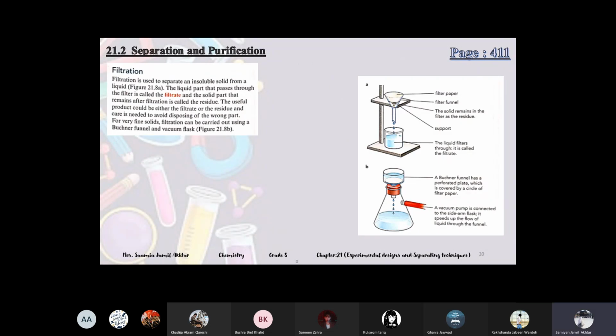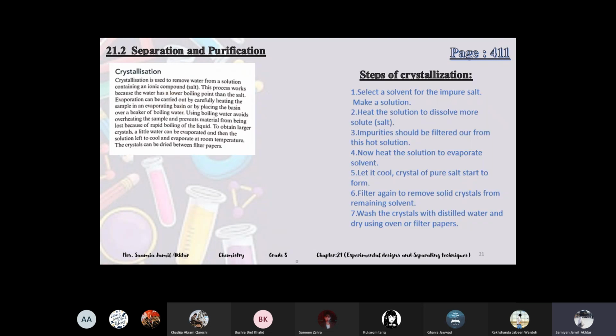Should we start filtration? It's enough? Just 2 minutes left, teacher. Yeah, filtration. See, this chapter is easy. Then there is filtration, so inshallah in the next class we'll do it. Filtration is a small topic. Then there is crystallization, and I wrote the steps of crystallization also. You should know these steps, how it's done.